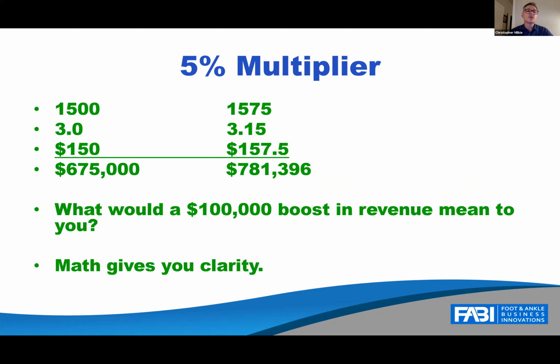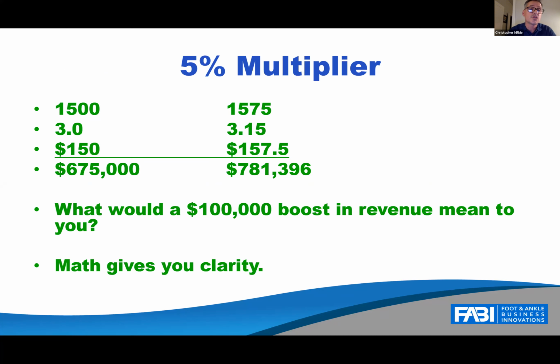So let's take a real simple math equation here and look at what the 5% multiplier can do for your business. By the way, it's kind of fun to put 10% in there and put 15% in there and see what the number looks like. So let's start on the left. If you're listening over the phone, let's say that you have 1,500 patients in your practice. And we're talking about a timeline.